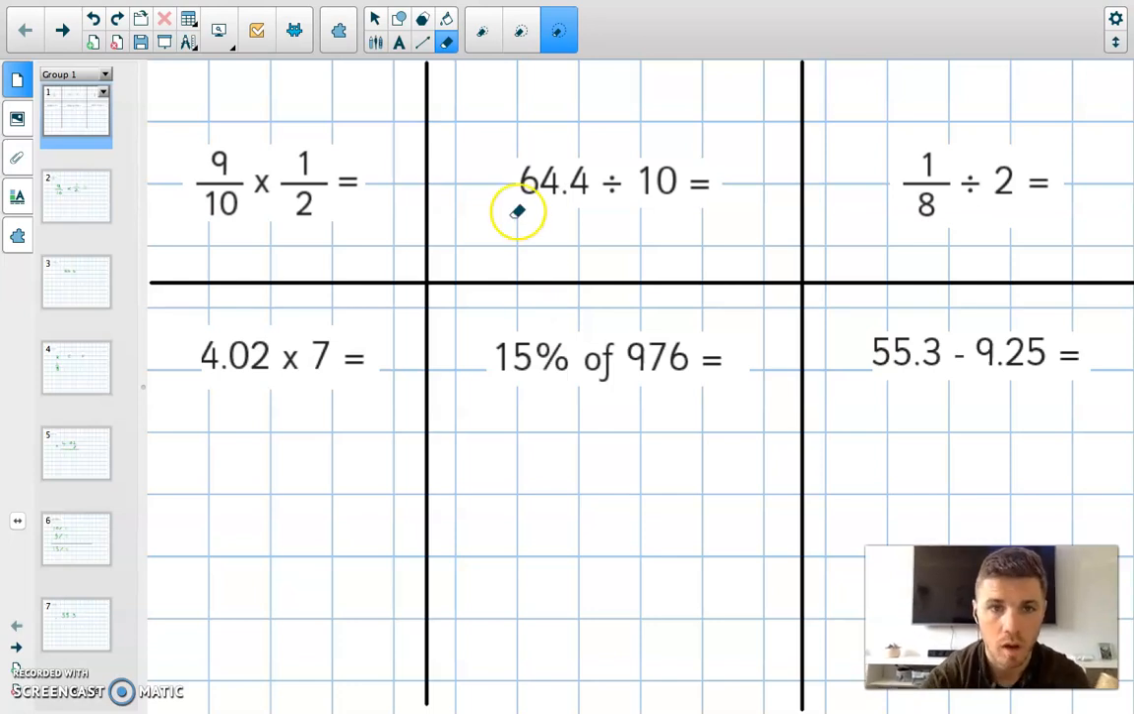I'm back. I'm going to go through the answers with you guys with these 6 arithmetic questions. So I'm going to go as fast as I can.